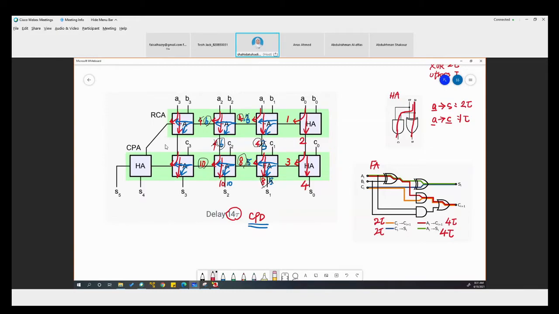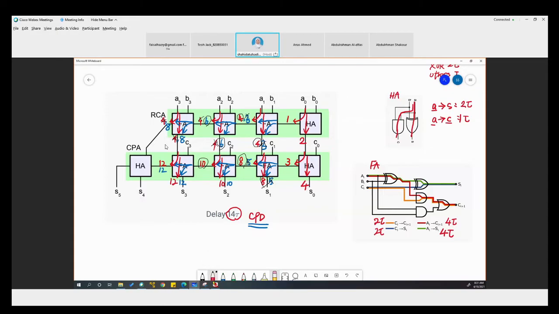So, this is 4. Blue is 6 plus 2, 8. And then for the red one, we eliminate 4 because 8 is more critical. And then 8 plus 4, 12, same. And then the blue one, 10 plus 2, 12. Same thing.